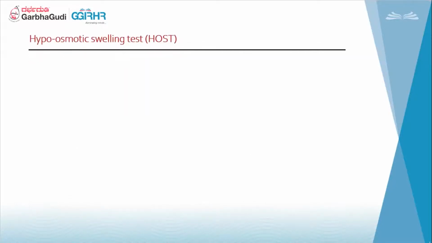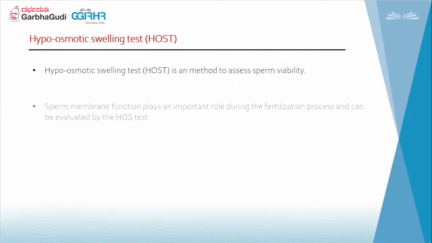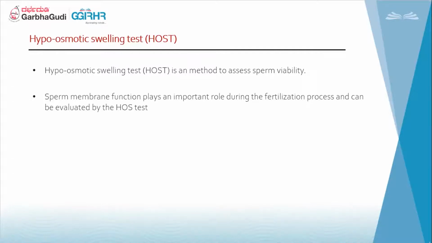Moving ahead to the HOS test, that is the hypoosmotic swelling test. We will see how this method takes place. HOS, the hypoosmotic swelling test, is a method to assess sperm viability. As I told you in the starting, we are going to check the sperm viability by these two tests. Sperm membrane function plays an important role during the fertilization process and can be evaluated by the HOS test. So the HOS test plays an important role in assessing sperm viability.